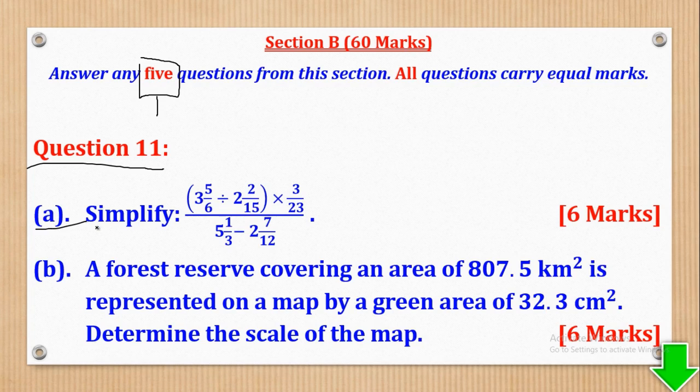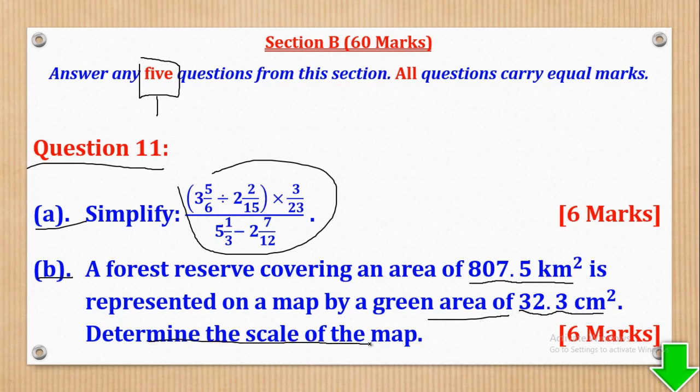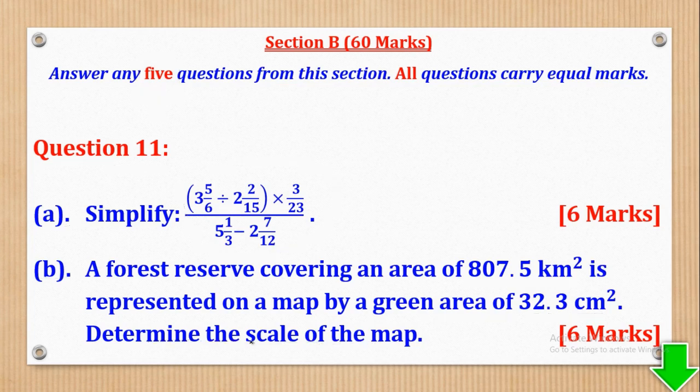So question 11 part A says simplify, and they give you the whole of this expression to simplify. Then part B says a forest reserve covering an area of 807.5 kilometers squared is represented on a map by a green area of 32.3 centimeters squared. Determine the scale of the map. So we shall start with part A, where they want us to simplify this.